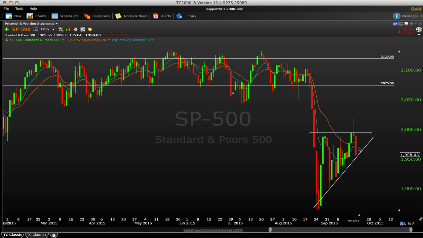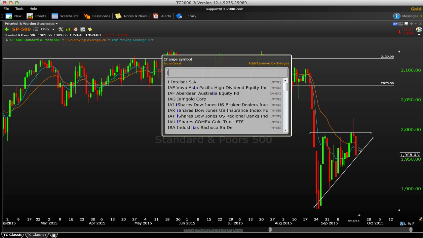We are long SPXU, which is the triple inverse to the SPY, to the S&P 500. We do have some long positions on as well, but right now we are short the S&P 500 for a trade. Now let's look at some other markets.